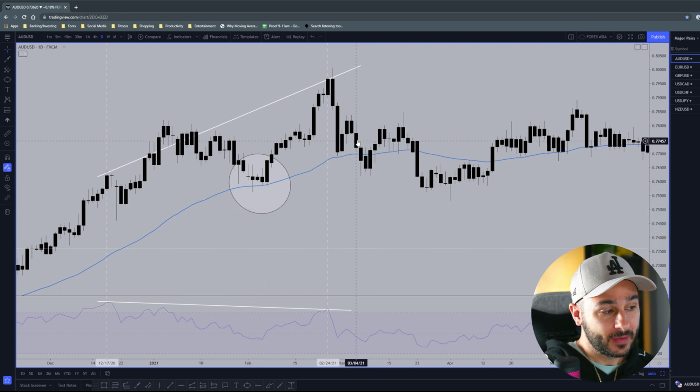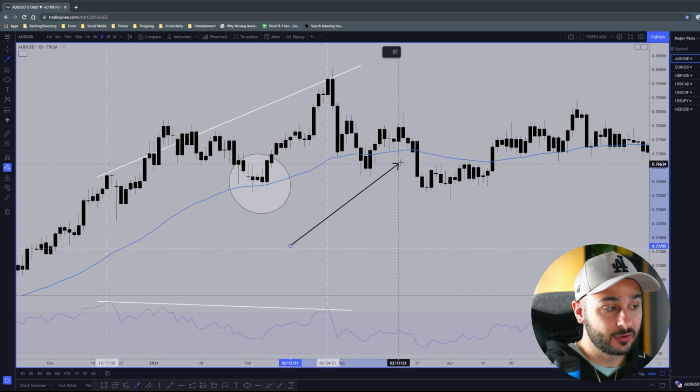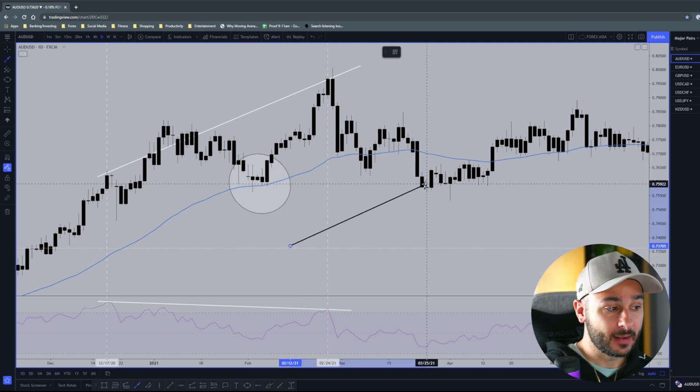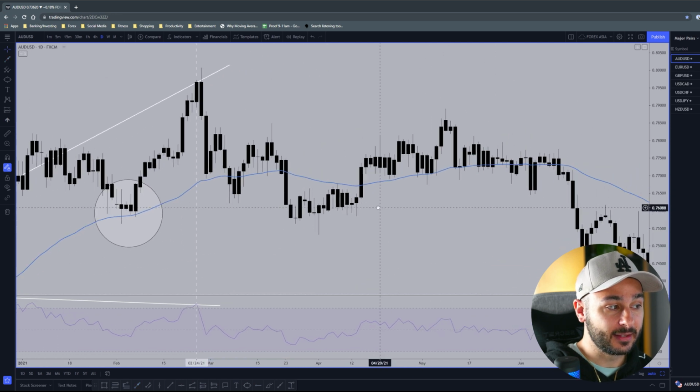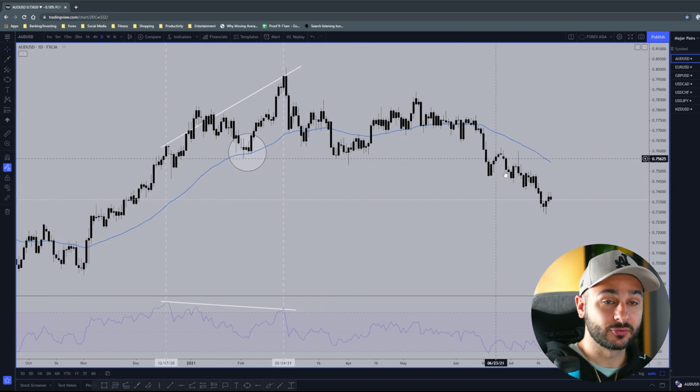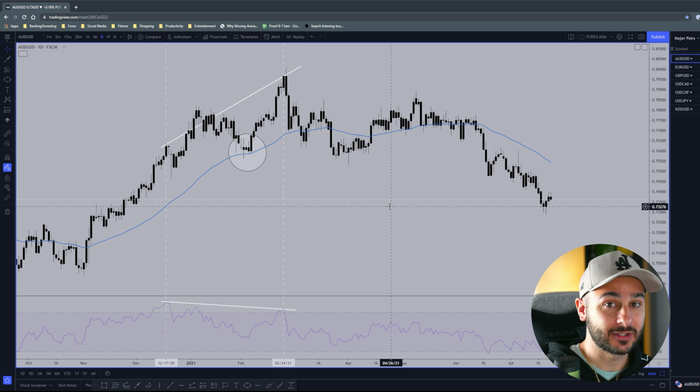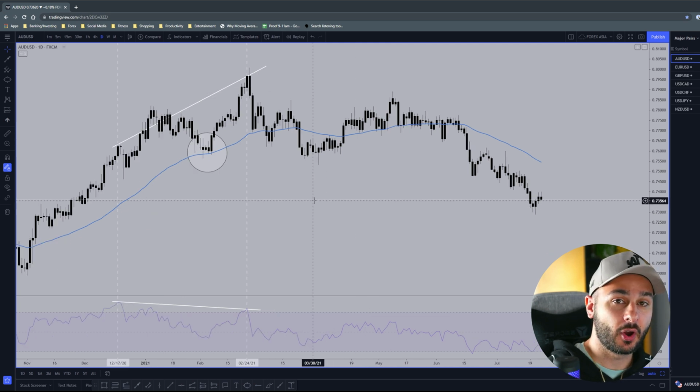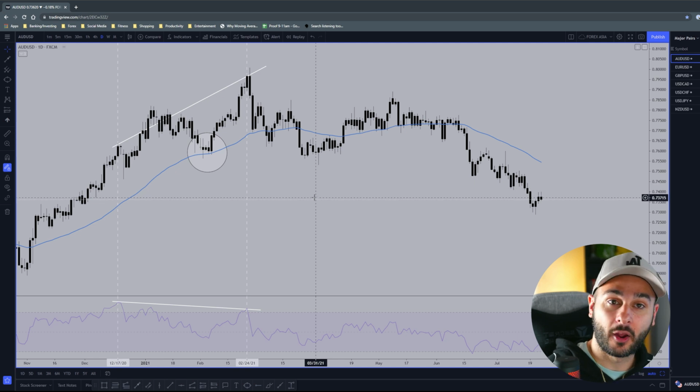We come over here and you can see price broke below the 50 exponential moving average, created a lower high, made a lower low, and then you can see the market started to roll over and change direction. So you can take advantage of this in any market scenario using systems that repeat over and over again.